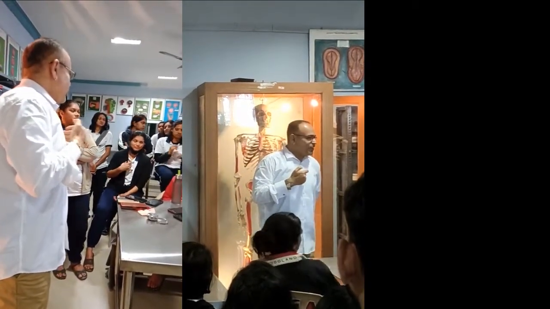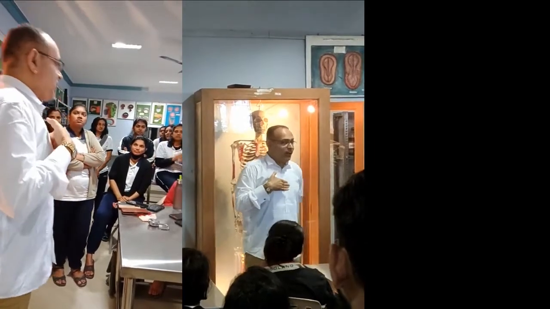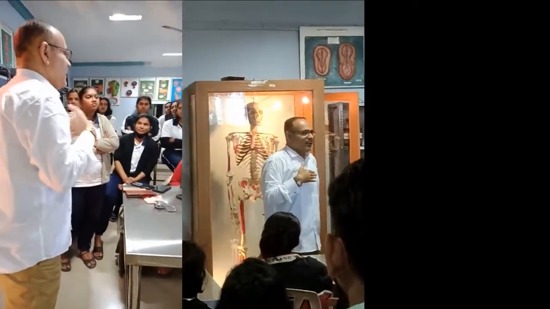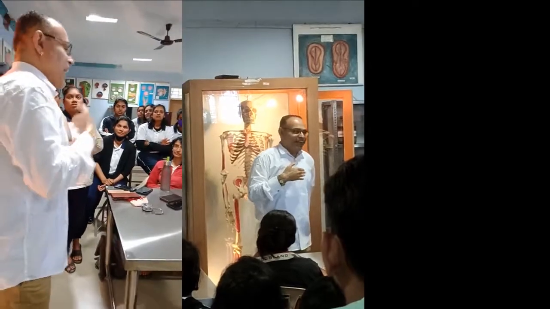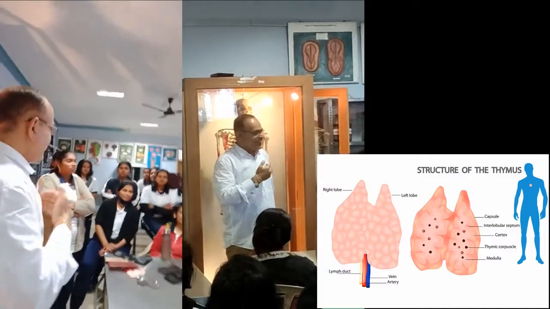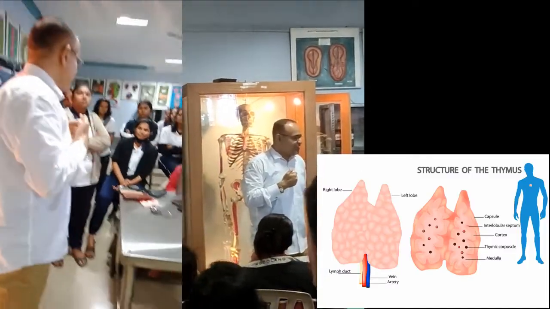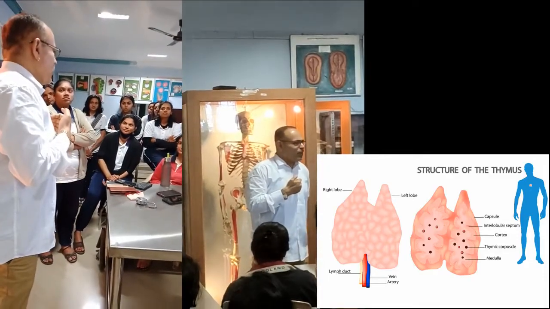Anatomy? What is that organ you are touching here? Very important organ. No, it is an endocrine gland. I will give you the clue. Yes, it is the thymus gland which you are touching here. Do you know where the thymus gland is located?